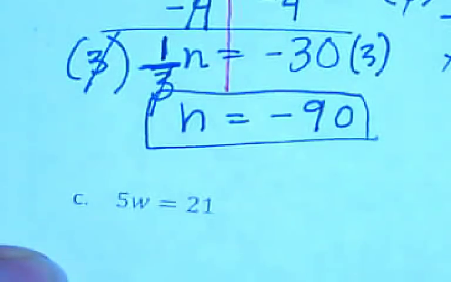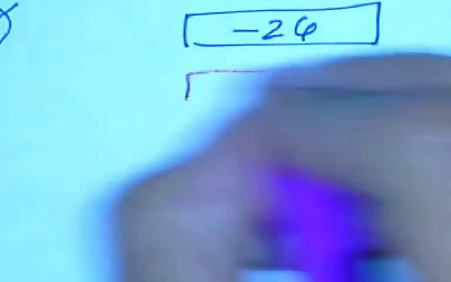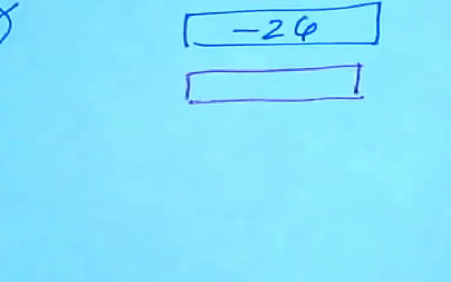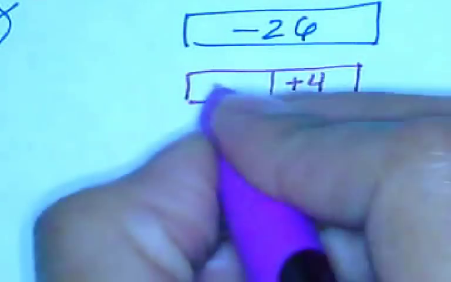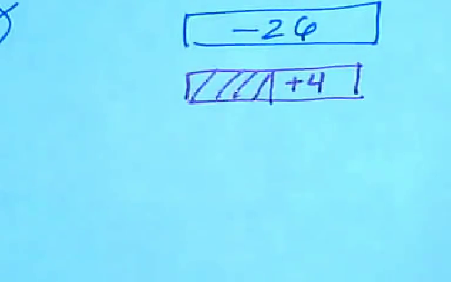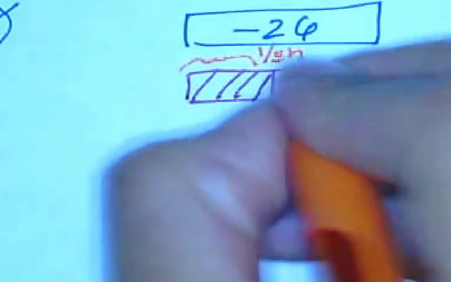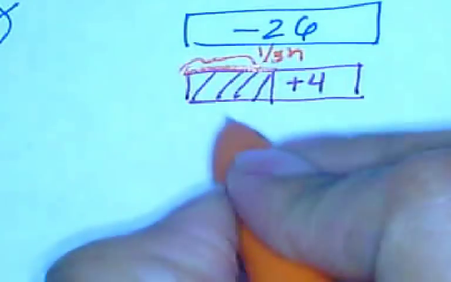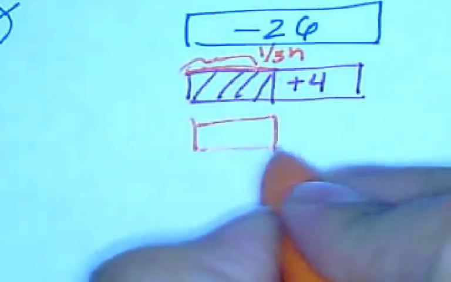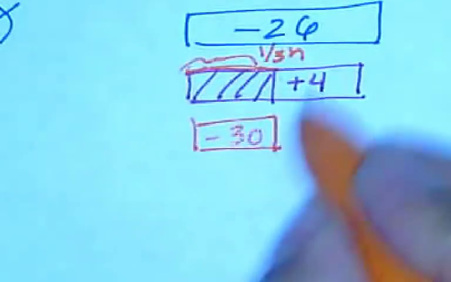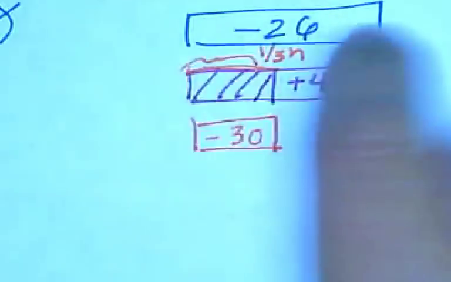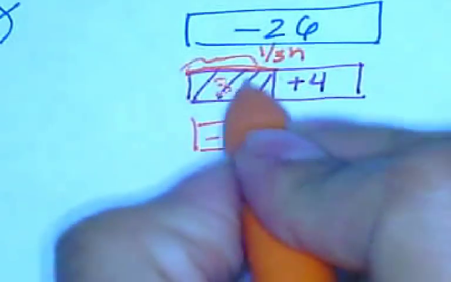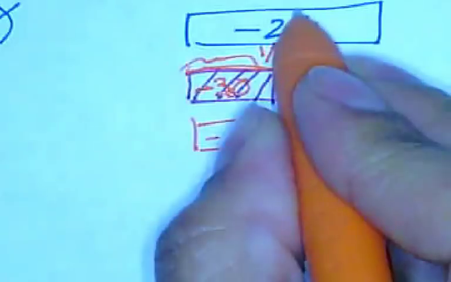If you do that on tape, you have one tape that equals negative 26. The other tape equals 1/3 n plus 4. So you know that this is plus 4. The 1/3 n is this part, and that must equal negative 30 in order for negative 30 plus 4 to equal the negative 26. So this piece has to be negative 30, so that together they equal the negative 26.